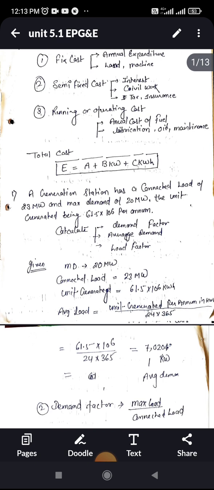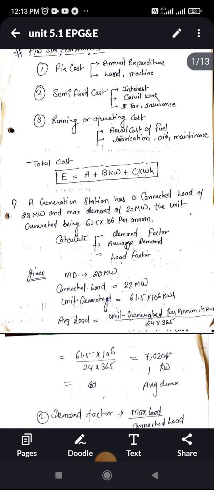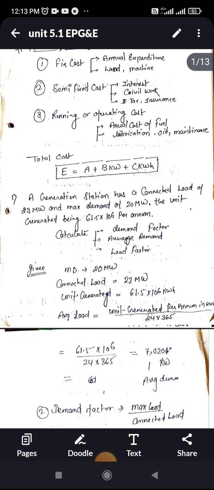The total cost of the electricity is E equals A plus B kilowatt plus C kilowatt hour. Here, A is a fixed cost that can never vary, and B is per kilowatt, that is semi-fixed cost, which can also vary. The third is C, per kWh, which means it can change per hour rating. Use of fuels, maintenance, lubrication, oil, and all such things are included in this kind of cost.